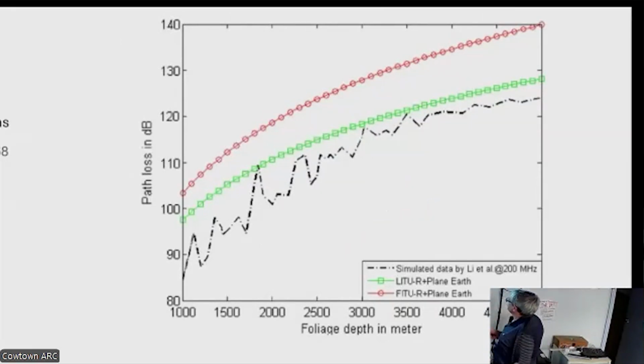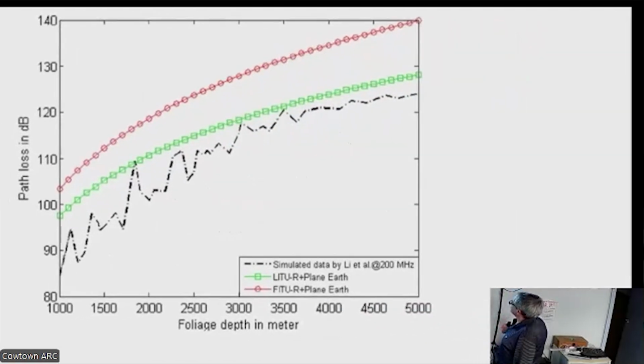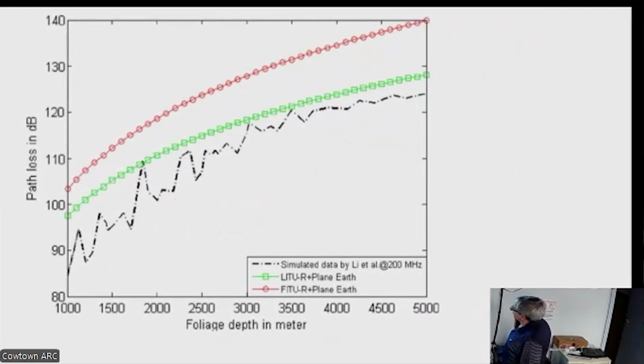So this is just an example of a forest canopy. This is at 200 megahertz, and you can see it goes up to a distance of 5 kilometers. In this particular case, the transmitter was set so the main part of the wave was propagating through the canopy. It didn't really say anything about polarization, I don't think. But at any rate, you get an idea of what the scattering might be able to do, even at 200 megahertz, over this 5 kilometer depth.